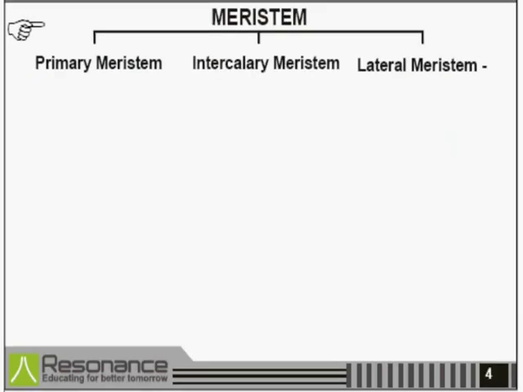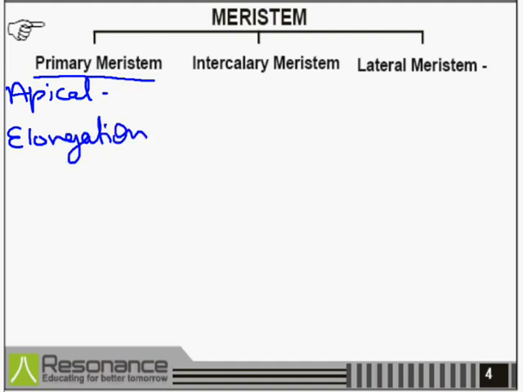By position, the meristematic cells are divided into three types. First is the apical meristem. This apical meristem is responsible for the elongation of the plant body. Elongation means an increase in the length of the plant body.